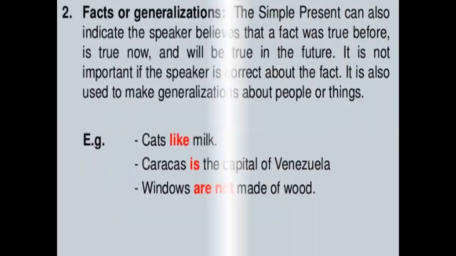Take note. Rule number two. We can also use simple present tense for facts or generalizations. If we talk about facts, generalizations, we can also use simple present tense. Now, the simple present can also indicate the speaker believes that a fact was true before, is true now, and will be true in the future. Take note. It is not important if the speaker is correct about the fact. It is also used to make generalizations about people or things.